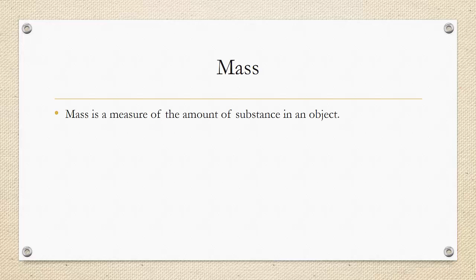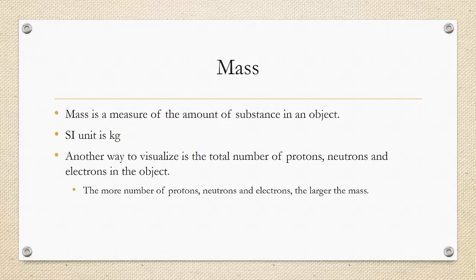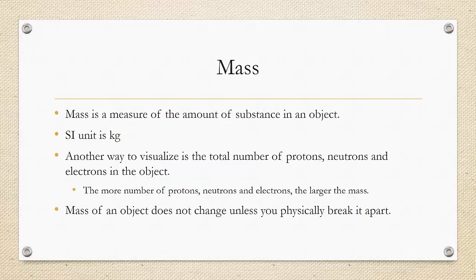Mass. Mass is the measure of the amount of substance in an object. The SI unit is kg. Another way to visualize mass is the total number of protons, neutrons, and electrons in an object. Generally, the more protons, neutrons, and electrons in an object, the larger the mass. And the mass of an object does not change unless you physically break it apart.